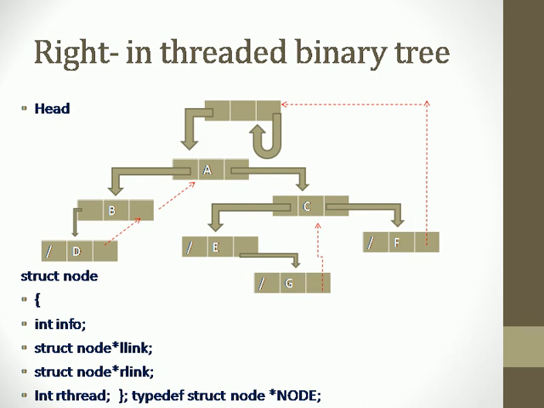Now the C structure for this is given below. It starts with the keyword struct, int info, struct node star L link to represent the left link, struct node star R link which represents the right link. Then we have int RT thread, a field which will give you either a 0 or 1 value, and it is used to represent the thread for the node. If a thread is drawn for that particular node, it will have the value 1, otherwise this field will have the value 0. Next, typecasting may be done by writing typedef struct node star capital Node. So this is how the right in threaded binary tree can be created.